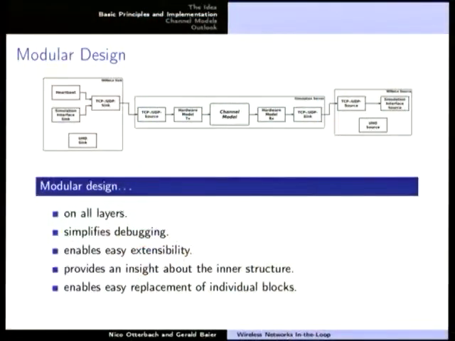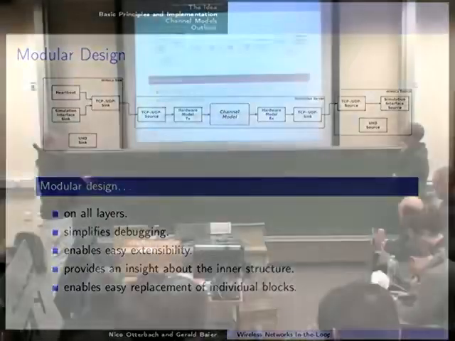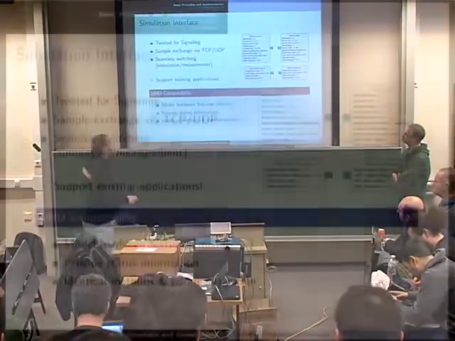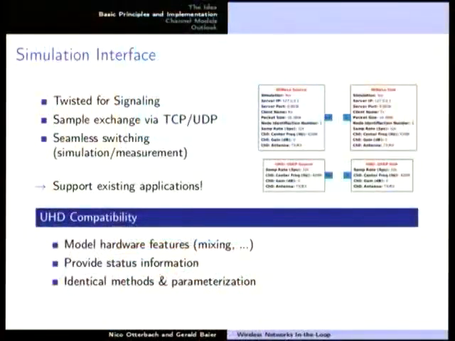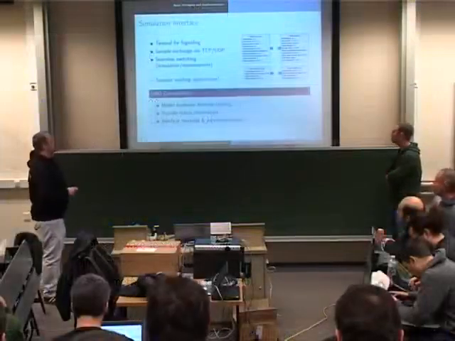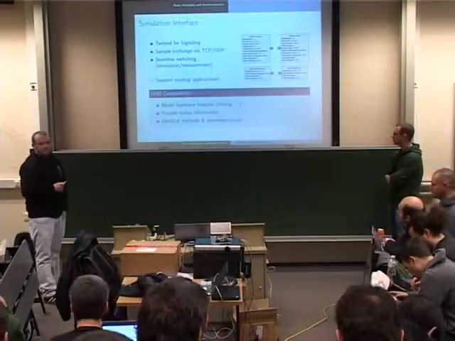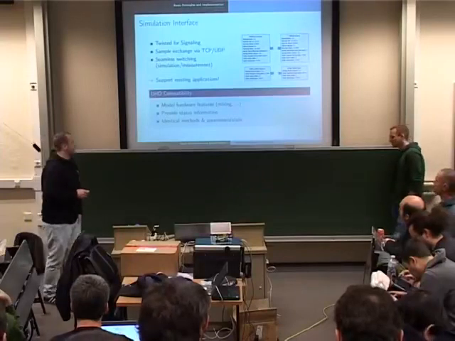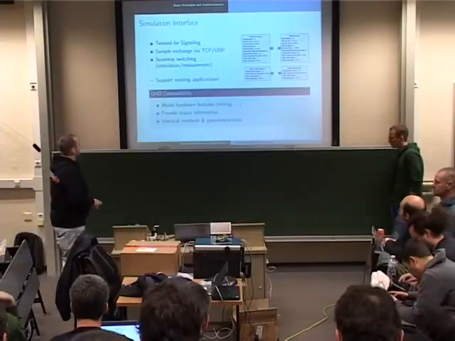So we followed overall a modular design to allow you to easily add channel models, hardware models, or change everything in between them. And also the simulation interface could be changed. Right now we are using TCP and UDP blocks in GNU Radio because they're well known and work well, but you could easily exchange them. In the past we used Twisted for the exchange of samples, but that didn't perform well, so we just use it for signaling now.